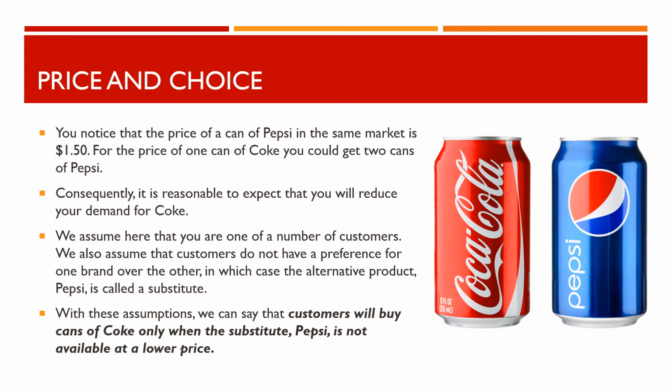Let's consider price and choice. You notice that the price of a can of Pepsi in the same market is $1.50. For the price of 1 can of Coke, you could get 2 cans of Pepsi. Consequently, it is reasonable to expect that you will reduce your demand for Coke. We assume here that you are one of a number of customers. We also assume that customers do not have a preference for one brand over the other, in which case the alternative product, Pepsi, is called a substitute. With these assumptions, we can say that customers will buy cans of Coke only when the substitute, Pepsi, is not available at a lower price.